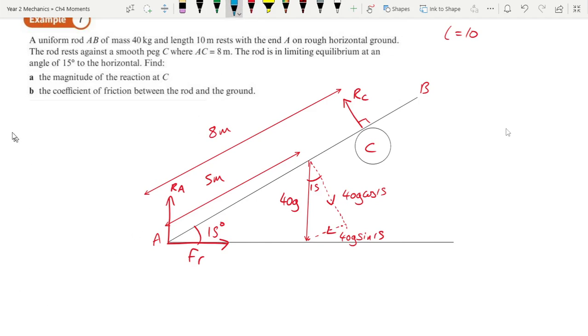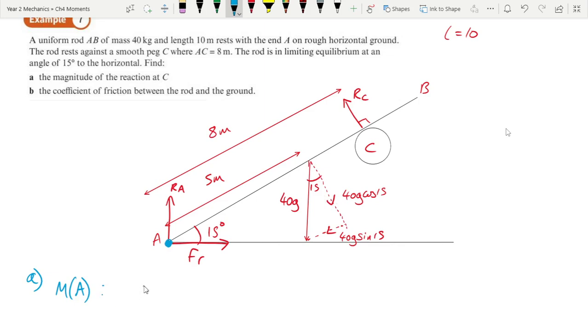So for part A, we'll do it underneath here. The magnitude of the reaction at C. Well, let's just take moments about here. Okay, so if I do moments about A, that means I don't have to worry about RA and FR because they're both distance 0 away. Things I do have to worry about is this component here.